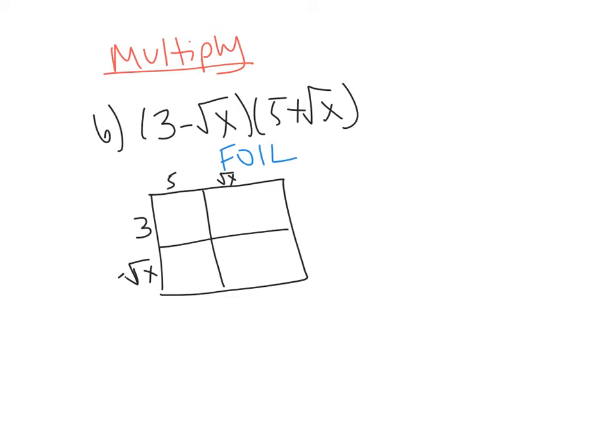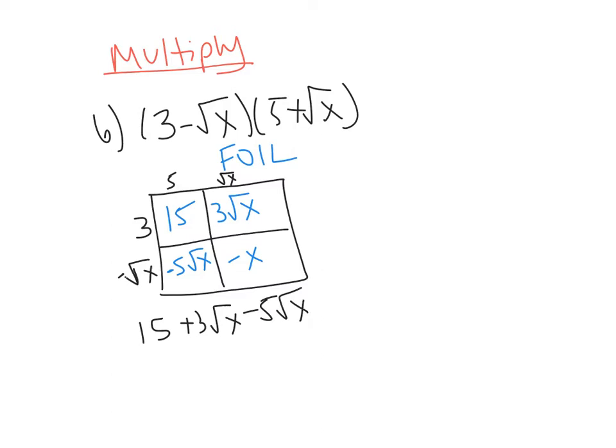So now we can multiply. The box tells me exactly what to multiply. 3 times 5 is 15. 3 times square root of x is 3 square root x. 5 times negative square root x is negative 5 square root x. Negative root x times root x: root x and root x is just x, so this would be a negative x. So write out what we have. We have 15 plus 3 root x minus 5 root x minus x.